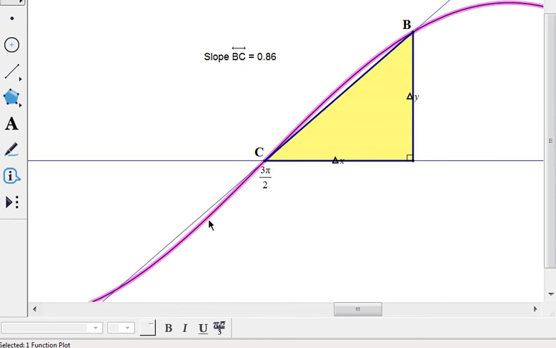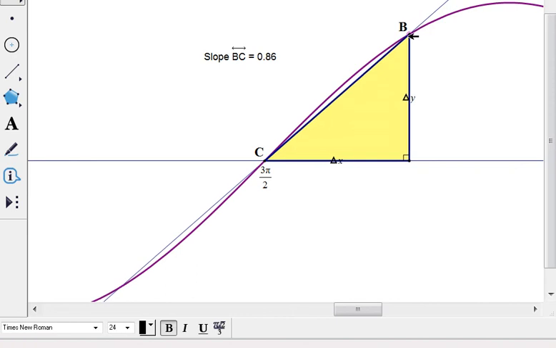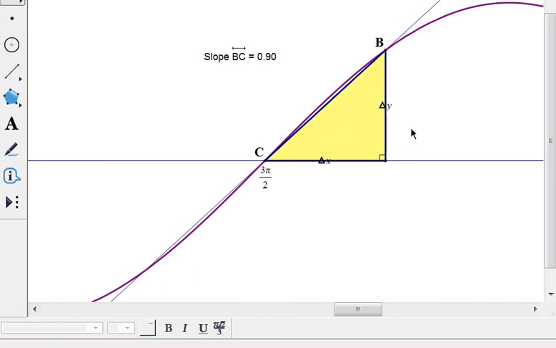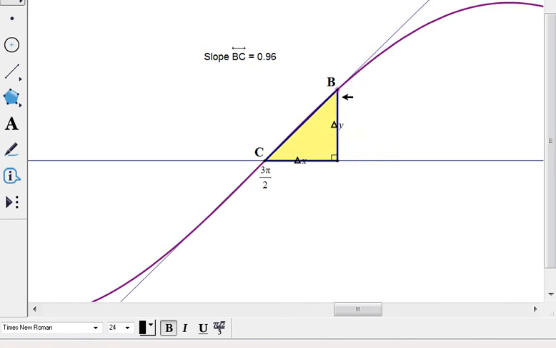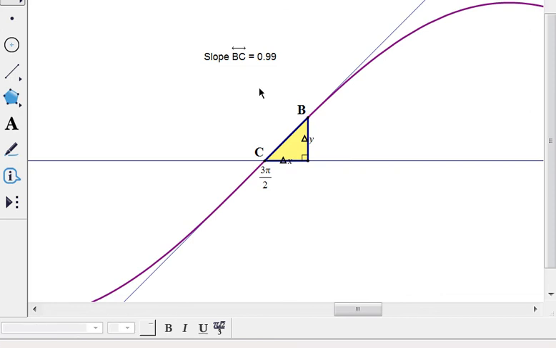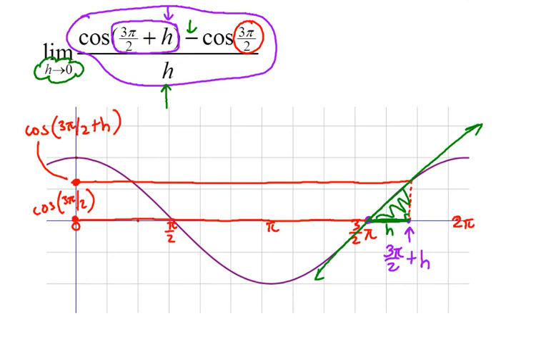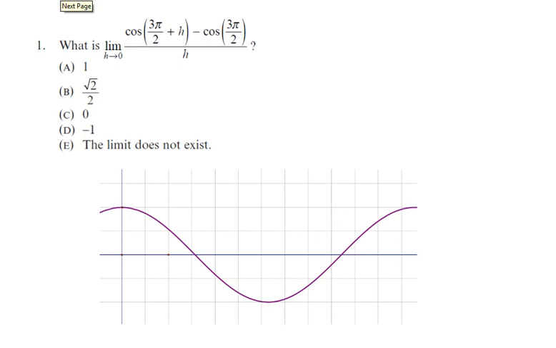Okay, so this is just a portion of the cosine graph centered around the point 3 pi over 2, and I call that point C. Point B is just some other point on the cosine graph, and delta y is the vertical distance, delta x is the horizontal distance, and you can see that the slope right now is 0.9. Notice as I move B closer to C, delta x is shrinking towards 0, which is what we want, and just observe what happens to the slope value. Okay, it looks as though as delta x shrinks to 0, or as h shrinks to 0, the slope has value 1.